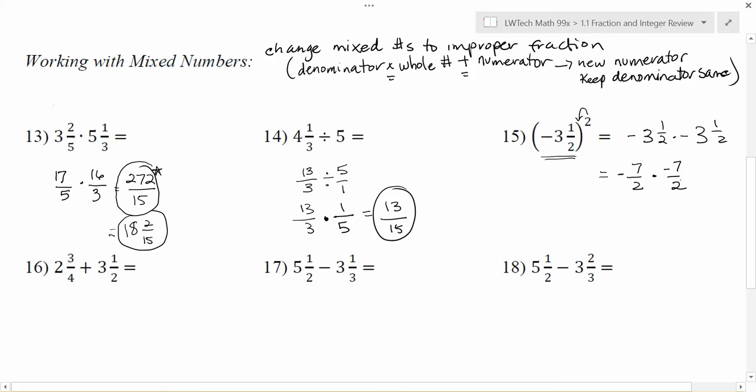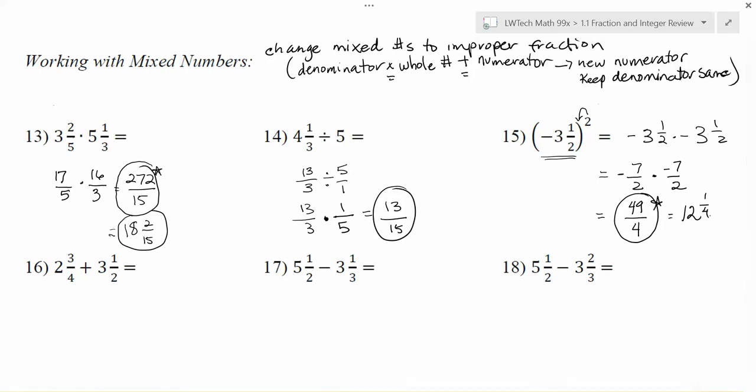No common factors on the top and the bottom, so we just multiply across the top and across the bottom. 7 times 7 gives me 49. The negative times the negative means this answer is going to be positive. And then on the bottom we do 2 times 2 is 4. And I have my simplified and reduced fraction. Nothing will go into both the top and the bottom there. Again, if you wanted to write that as a mixed number, 4 goes into 49 12 times with 1 left over. So that would be another way that you could write your solution.